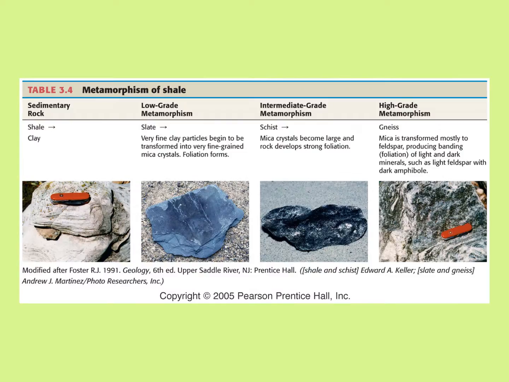So looking at metamorphism of shales, if you take a shale and don't subject it to any metamorphism, you'll find that it's composed mostly of clays, and we would know it as a shale. It would be in the original layers in which it was deposited. But if you have low-grade metamorphism to that type of material, you're going to have very fine clay particles that begin to be transformed into a foliated configuration, so that they become platy minerals.